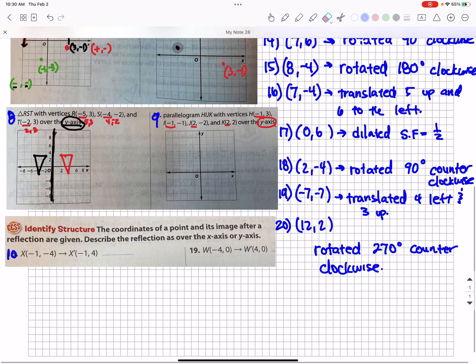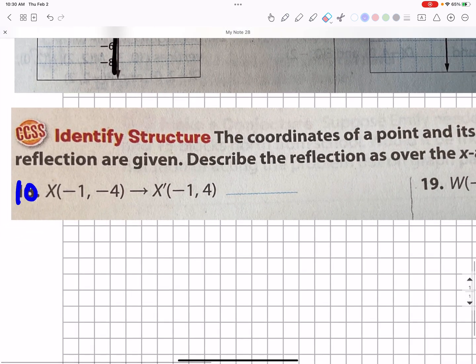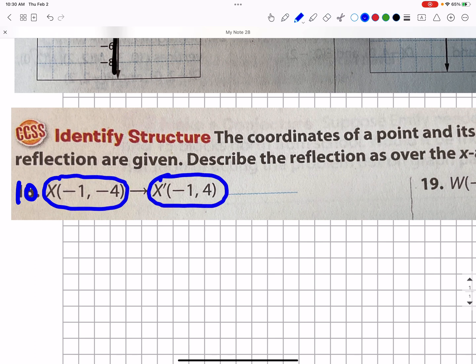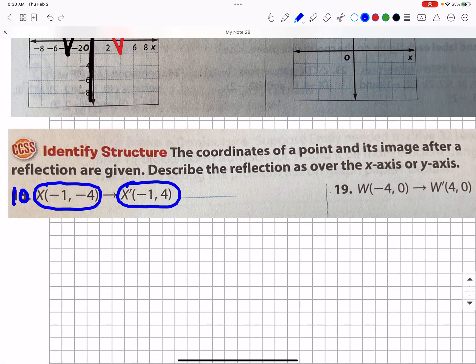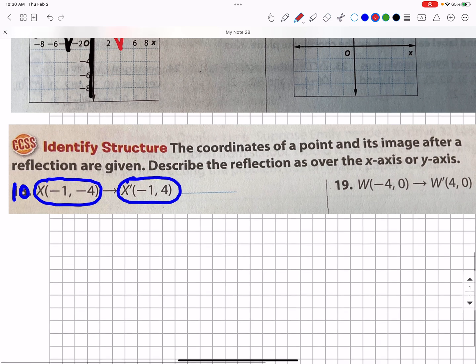Okay, let's see. Number 10. If I start with this spot, -1, -4, and I do a reflection and I end up with -1, -4, it's asking, did I reflect over the y-axis or the x-axis? Well, I see that the x's stayed the same, so no change there, but I see the y's changed. The y flipped.